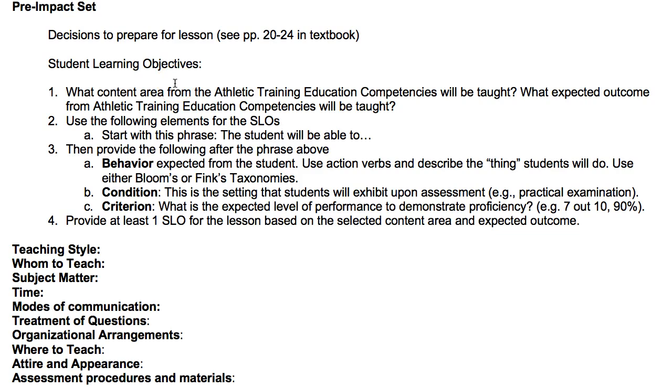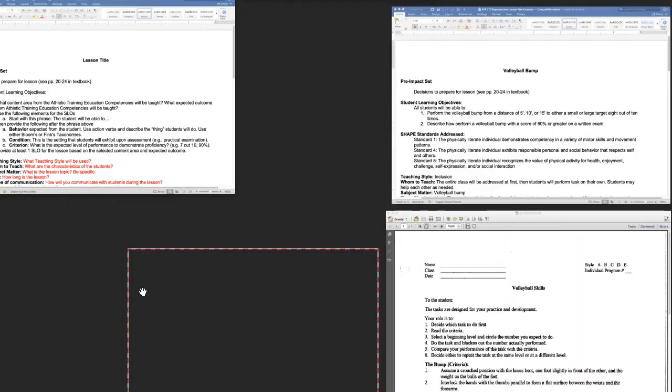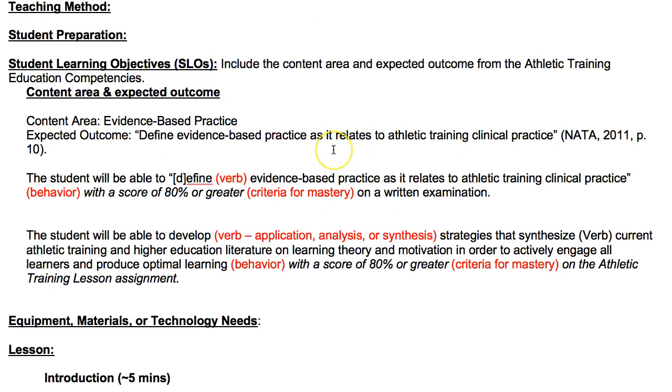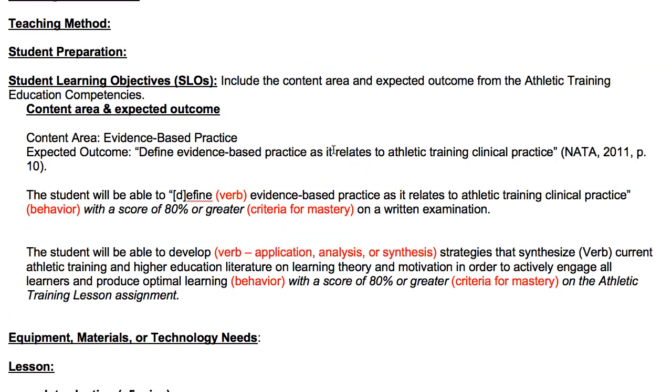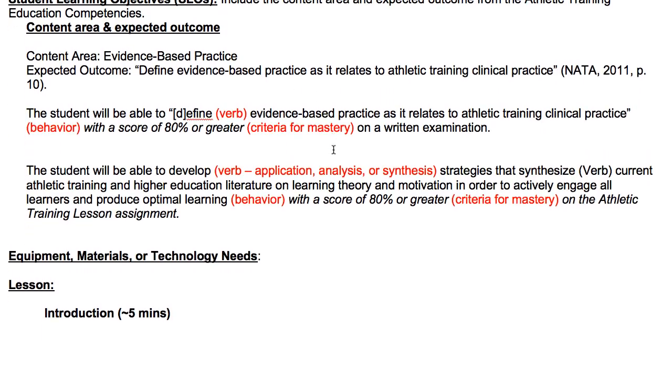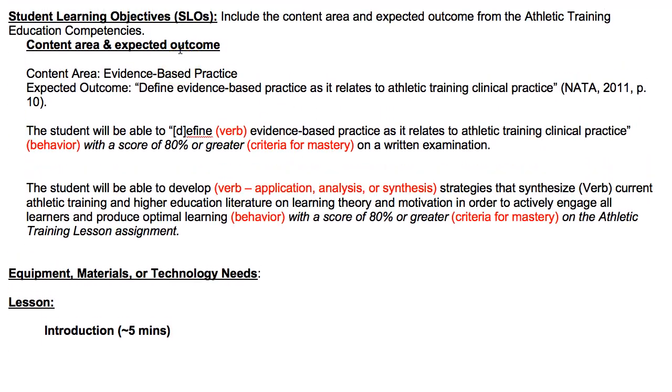You're going to state the learning objectives. The example I'm giving you doesn't have anything from the athletic training competencies, but let me give you an example of that real quick. I'm going to switch over to a different lesson template. Let's see, which one is it? This one? Okay, this is from Fink's model, but the thing I'm trying to focus on is the athletic training area for the student learning objectives.